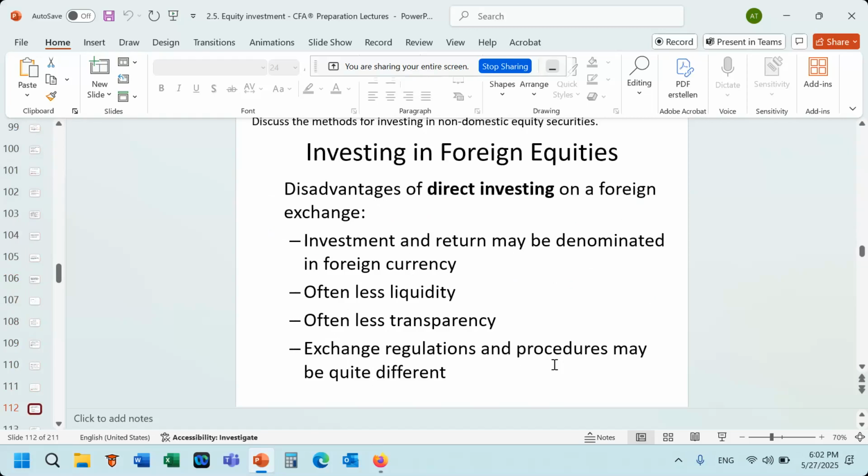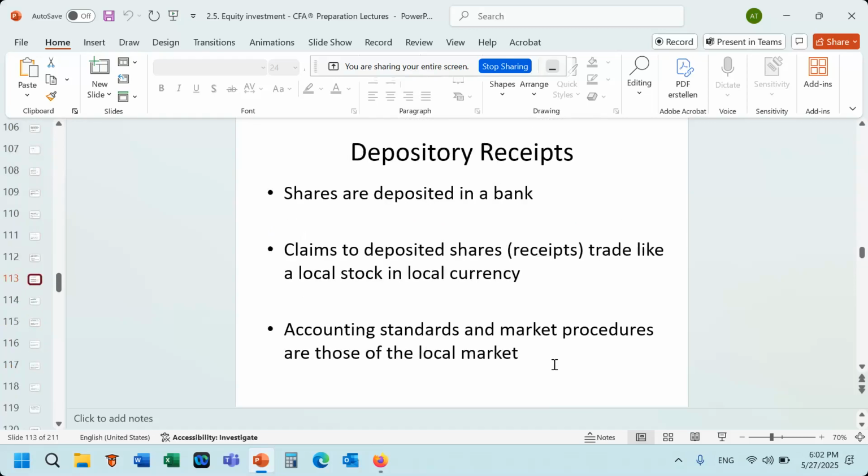Some countries have less transparency. For example, the stock market in, let's say, Uzbekistan is not as transparent, or the stock market in India is not as transparent as the stock market in the US or in Germany. And the exchange regulation and procedures are different, perhaps less trustworthy in developing nations.